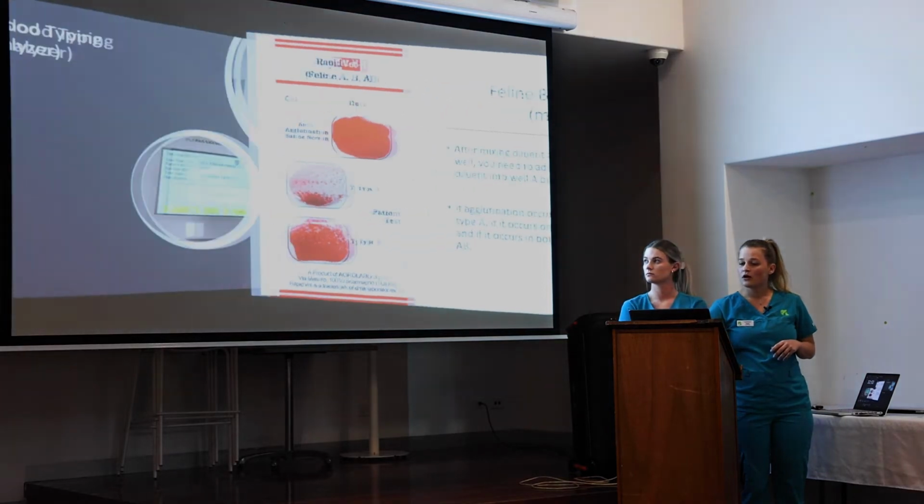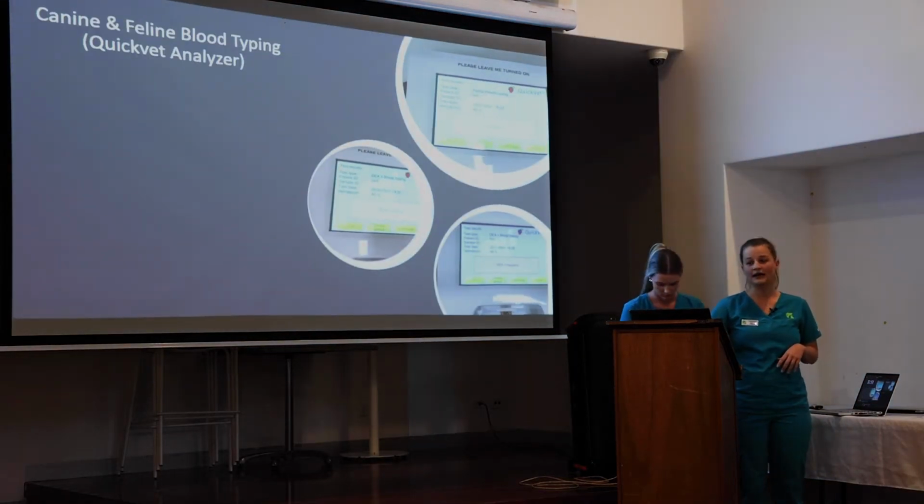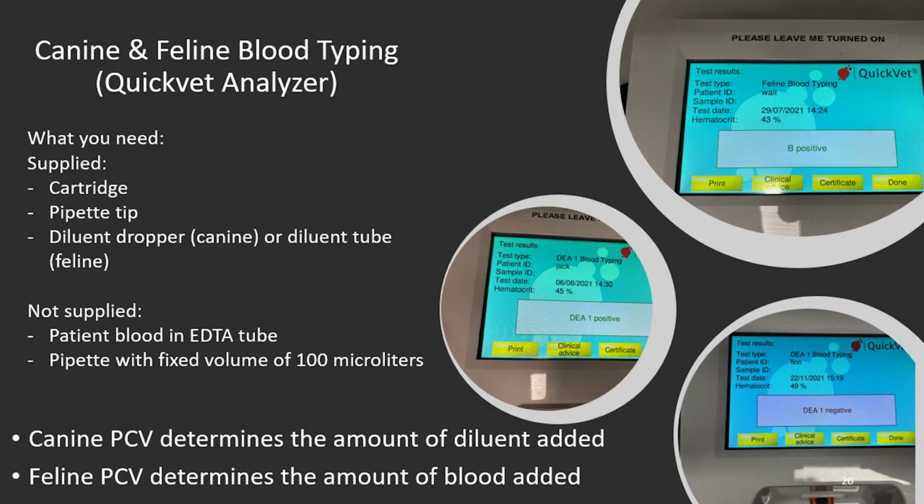Now, to blood type a canine with a QuickVet machine, I'm not sure how many GP clinics have them out there. I know I've been with a few. That is what we use at North Coast. I'm sure there's some other options out there, but for our presentation today, we will talk about a QuickVet machine. So what you will need is just your QuickVet cartridge, a diluent dropper, mixing vial, and pipette, all of which will be supplied in your packets.